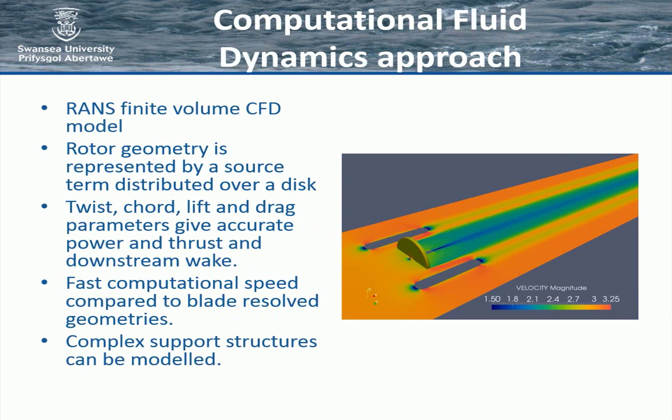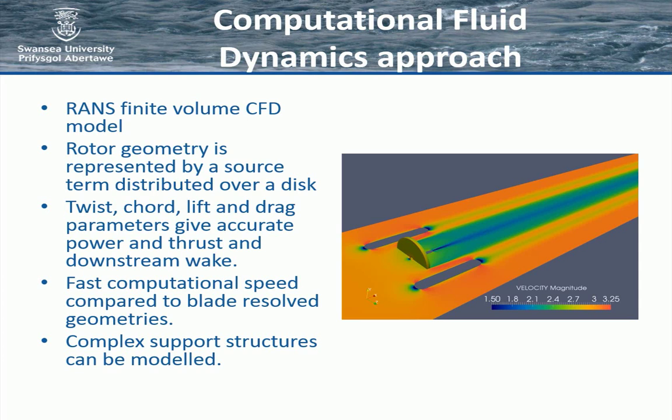Okay, so it's a standard RANS CFD model, where the rotor geometry is represented by a source term distributed over a disk. Within that source term, we have the twist, lift and drag parameters, so we can pick both a blade shape and a turbine design. And that gives us accurate power and thrust in the downstream wake. It's a fast computational speed compared to blade-resolved or RANS type models, LES type models, and we can also model into that the support structures.